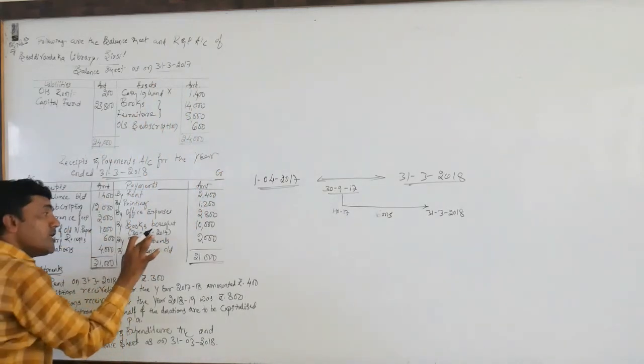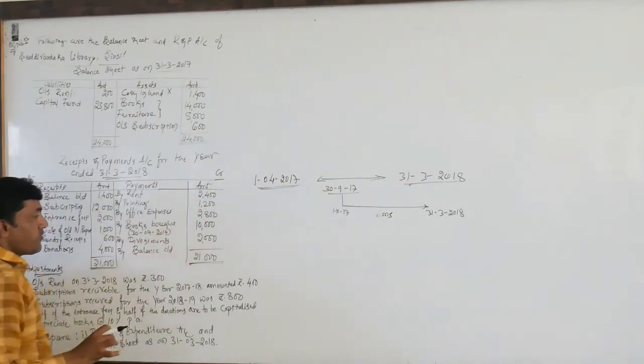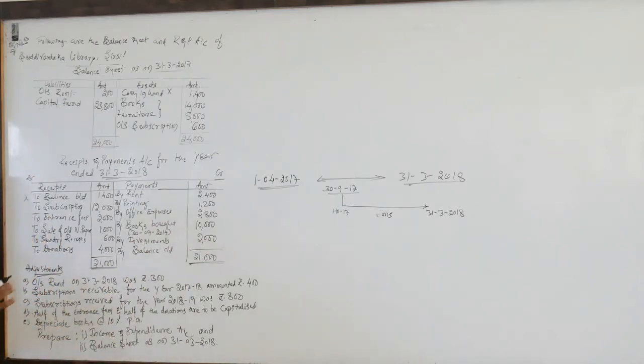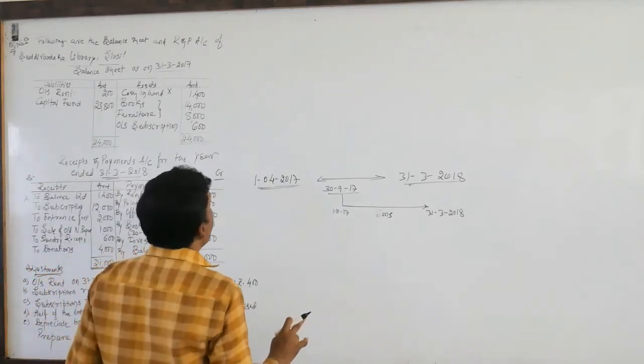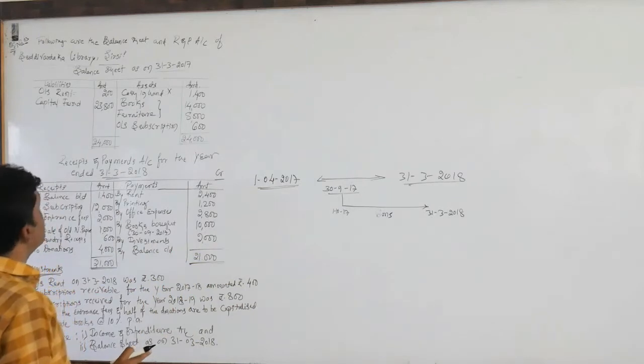What we have additionally purchased is 10,000. We need to charge depreciation on these books for 6 months only. That is the reason I am very much interested to dictate this.